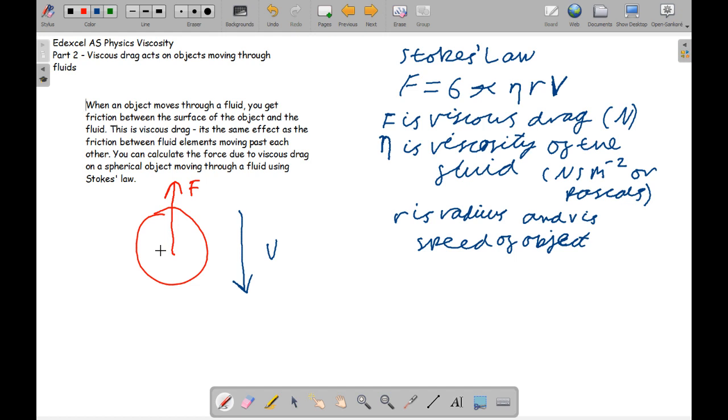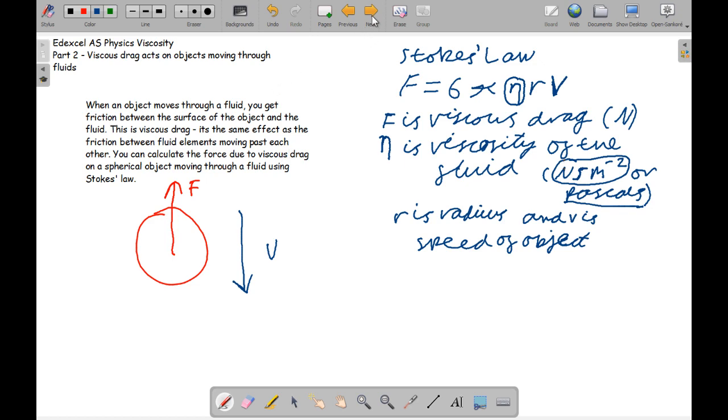Now that n is not actually an n, it is the coefficient of viscosity. I forget which Greek letter it is, but that's not important. It's the coefficient of viscosity, or in layman's terms, the viscosity of the fluid, in newton seconds per metre squared (N s m^-2), or pascal seconds. Pascal seconds is the preferred way to remember it, as that particular base unit is difficult to remember. Where r is the radius and v is the speed of the object.